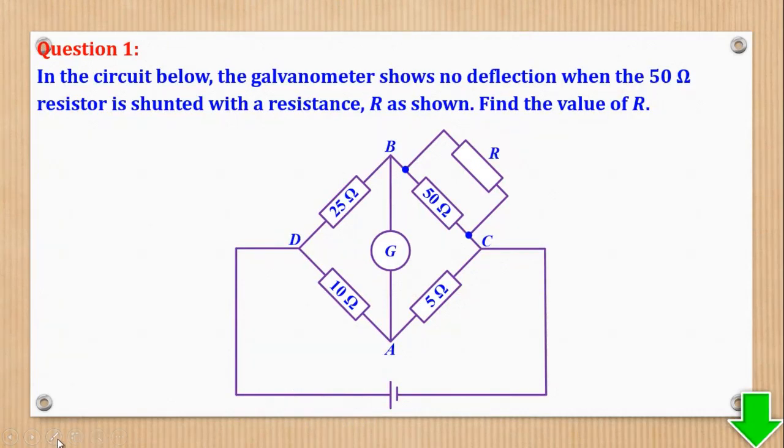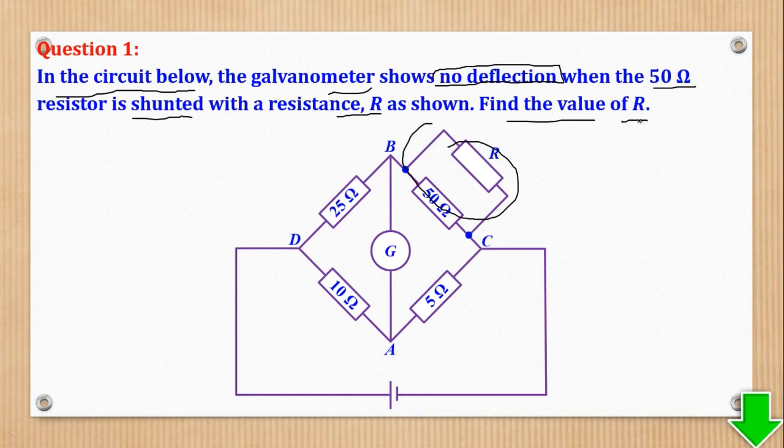So now that we have looked at the balance condition, we shall go through these questions. Question 1 says, in the circuit below, the galvanometer shows no deflection. Know this word, no deflection, meaning that already the Wheatstone bridge is balanced. It shows no deflection when the 50 ohm resistor is shunted. Shunted means they connect it in parallel with a resistance R, as you can see here. So shunted means you connect them in parallel. Find the value of R.